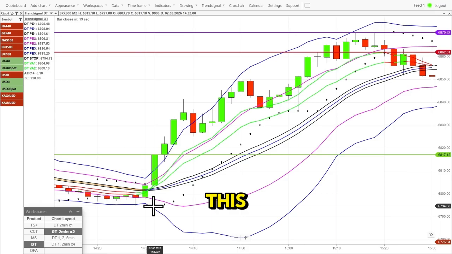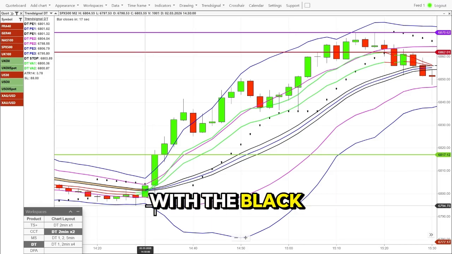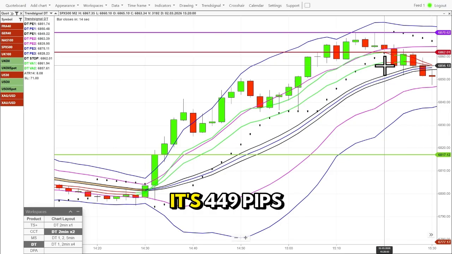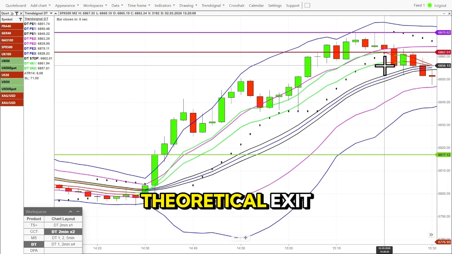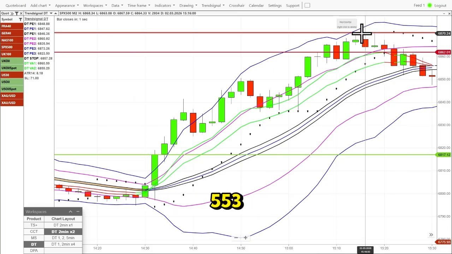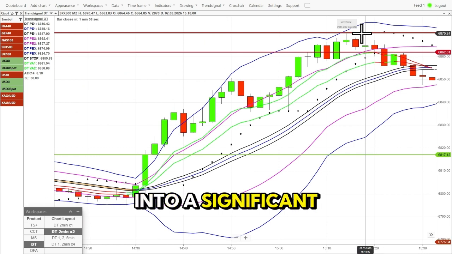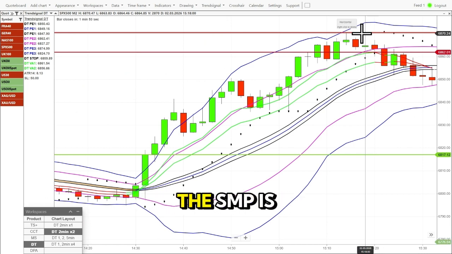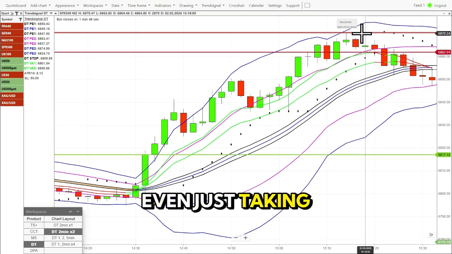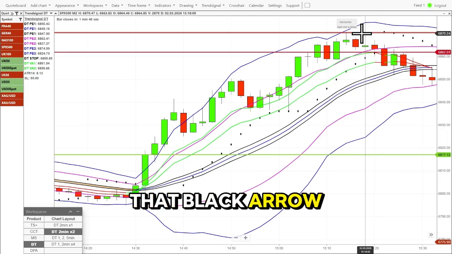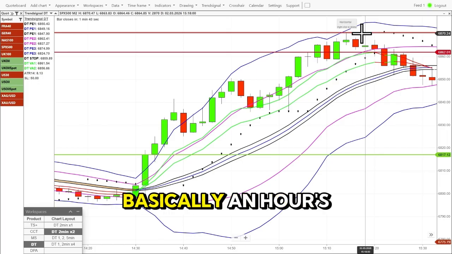But what do you get for this? Well, if you'd have started there locked in with the black arrows, as many of our beginner traders would have done, it's 449 pips that occurred in the best part of about 50 minutes. Basically, if you took the absolute best theoretical exit, you weren't gaining too many more pips, but it was a little bit more on display. Up to that purple line is 553. You don't need to be trading on large accounts to turn this into a significant sum of money. Trading at £1 per pip on the S&P is £553 in your back pocket. If you took the passive result, that black arrow, it's £449 for basically an hour's work.